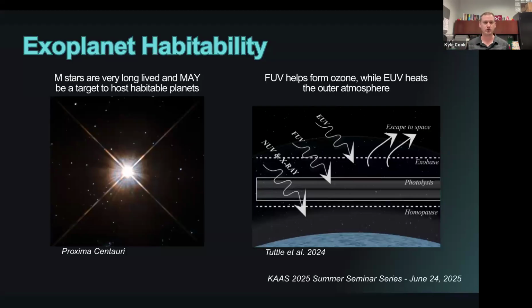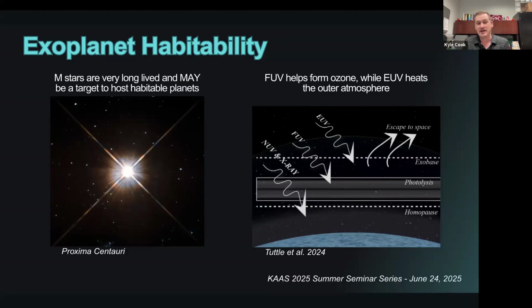The star is going to go supernova and wipe out anything in its area long before it gets to that point. So the question is, what if we go to the lowest mass stars, because they're going to live essentially forever? Those should have very stable environments. So we look to M stars. They're very long-lived and they might be a good target for habitable planets.